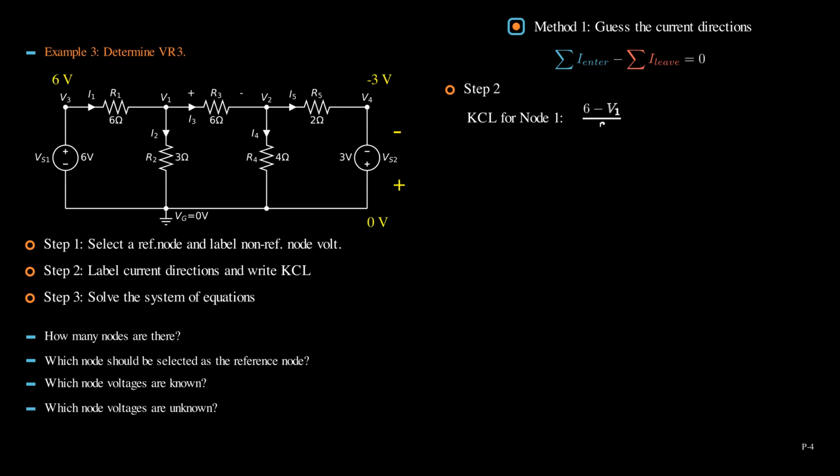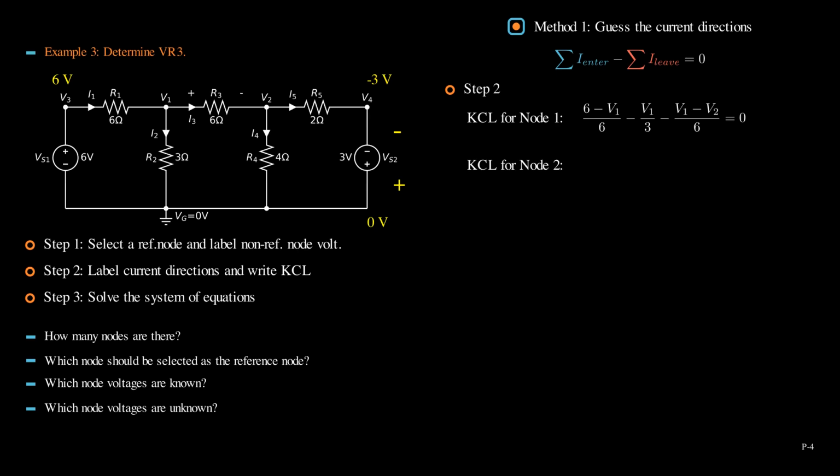The equation is 6 minus V1 over 6, that is I1. This term has a positive sign because I1 enters node 1. Then, minus V1 over 3, that is I2. This term has a minus sign because I2 leaves node 1. Then, minus V1 minus V2 over 6, that is I3. This term has a minus sign because I3 leaves node 1. Then the equation equals 0.